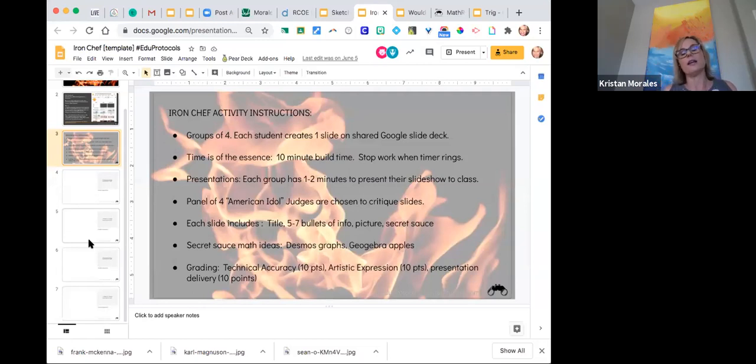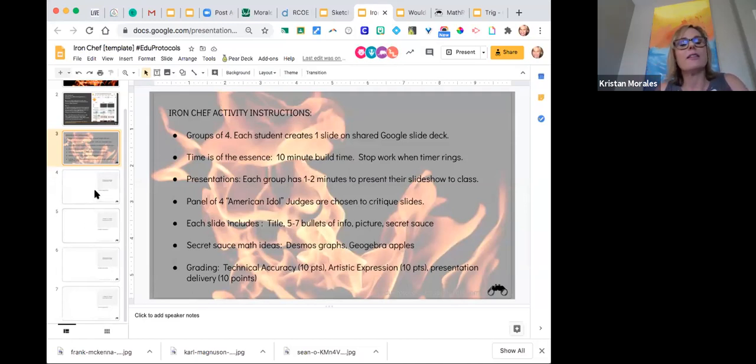The presentations will be 1 to 2 minutes for each student. So in a regular hour-long class, only 10 minutes is spent building and 50 minutes is spent having your groups present. If you have 10 groups, that'd be 4 to 5 minutes for each group to present. So each student would have about a minute to present their slide.